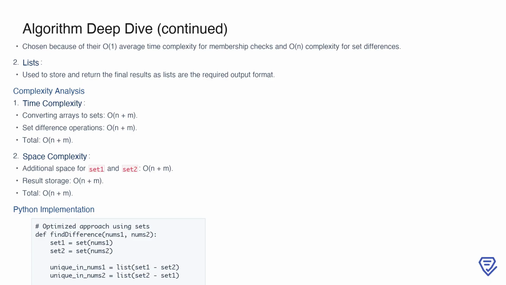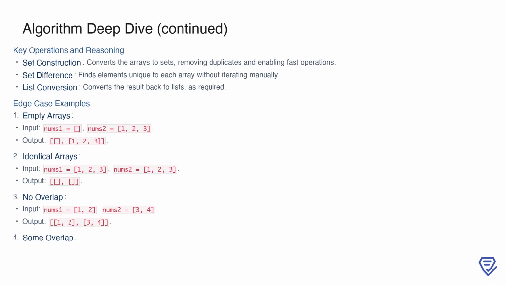To illustrate, the Python implementation of the optimized approach is concise and straightforward. By converting the arrays to sets, computing the differences, and converting the results back to lists, we achieve an efficient and clean solution. The key operations in this optimized solution are straightforward yet powerful. First, converting the arrays to sets removes duplicates and enables fast operations. Then, using set difference operations allows us to efficiently find elements unique to each array without needing nested loops. Finally, converting the resulting sets back to lists ensures we meet the output format requirements.